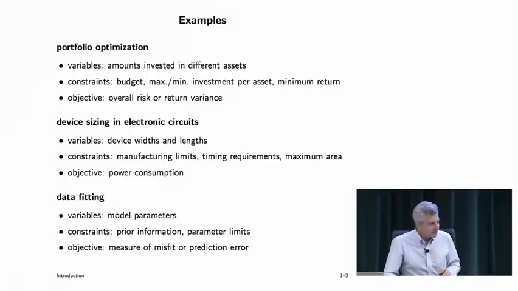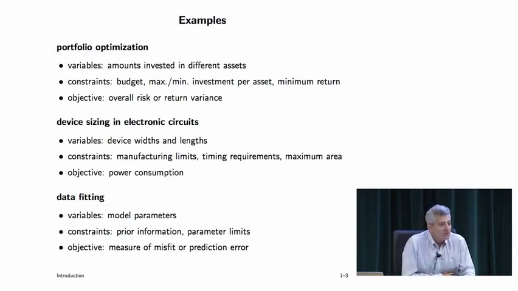Let's look at some examples. The first one is portfolio optimization. Here, the variables could be x1 through xn, and these could be the amounts you invest in different assets. By the way, these amounts could be number of shares, they could be dollar values, or they could be fraction of a total portfolio.